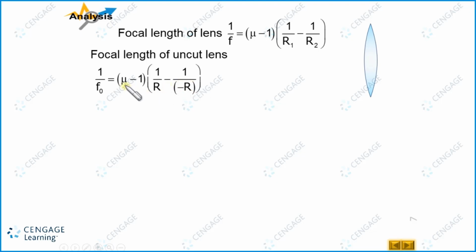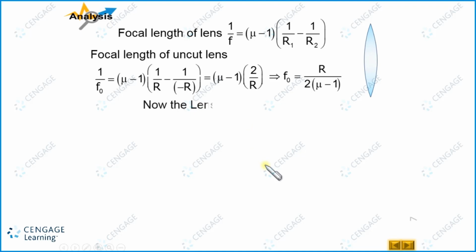Now we can solve this. This will be equal to mu minus 1 times (1 upon r plus 1 upon r). That is (mu minus 1) times 2 divided by r, right? Now we can write f naught equal to capital R divided by 2 (mu minus 1). Okay, this is the focal length of the uncut lens.